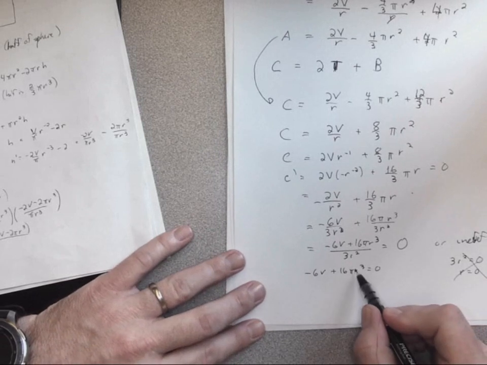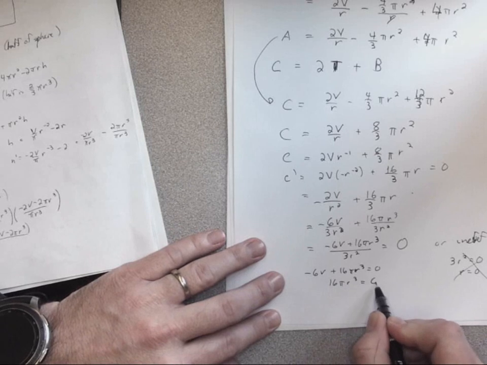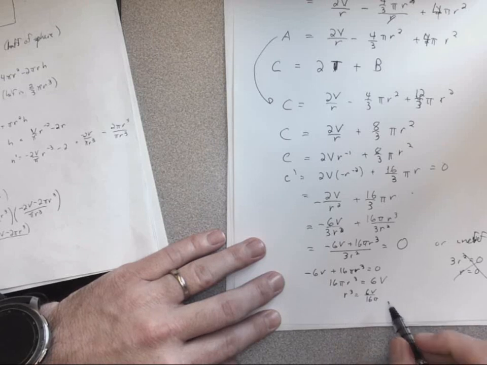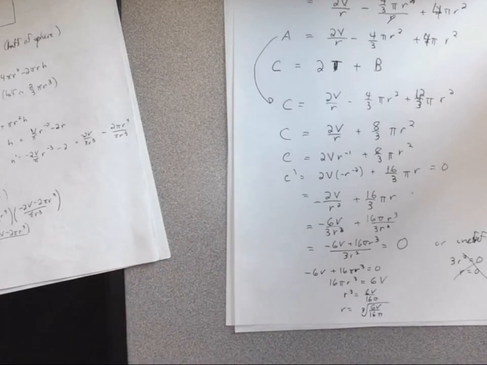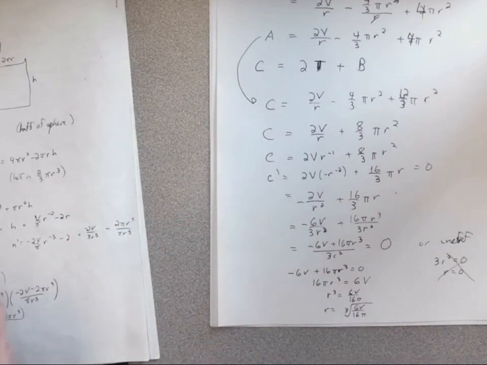So solving this for r means that 16 pi r cubed is going to be equal to 6v. So r cubed is going to be equal to 6v over 16 pi. So r is going to be equal to the cube root of that thing right there. And I'm just claiming that's the maximum. If you find any errors in there, let me know. But we're running skinny on time, so that's that for this section. That's about as complicated as it can get.